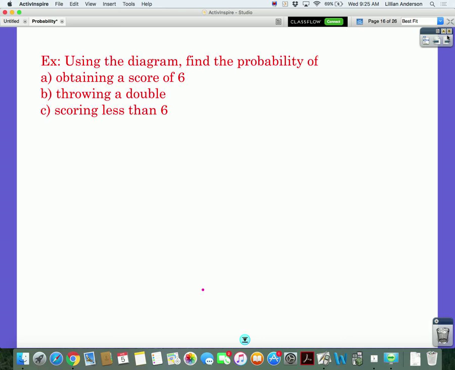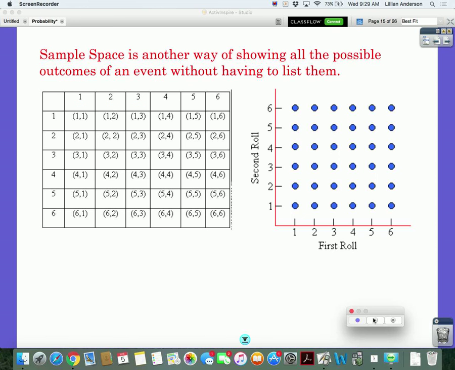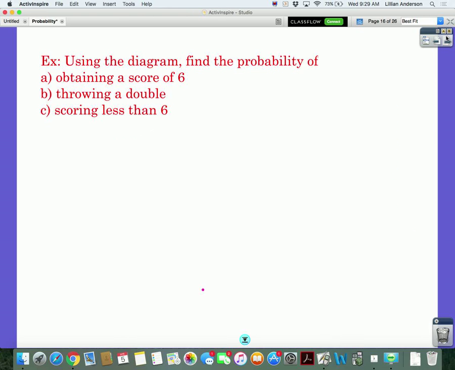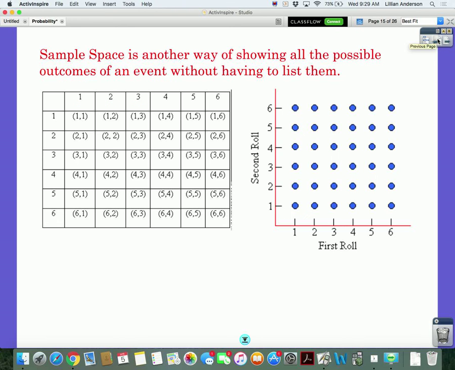And by scoring a 6, I mean the sum on the dice is a 6. So let me clarify that. When you roll the two dice, the sum is a 6, okay? So you have to find the probability of obtaining a score of 6. That means you're rolling these two dice and you're trying to get a sum of 6. That would be here. When one die shows a 5 and the other die shows a 1, that's a sum of 6. We're here. We're here. All of these show a sum of 6.